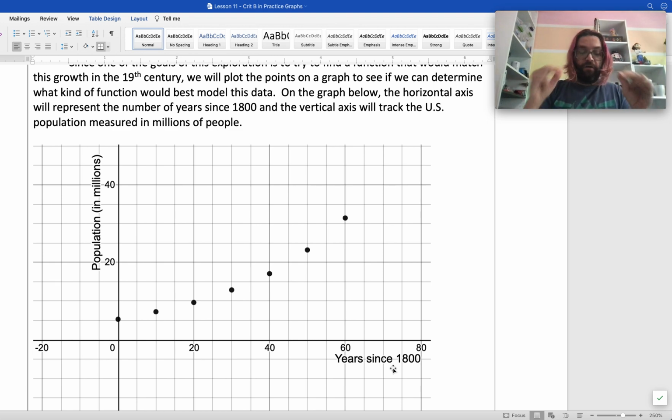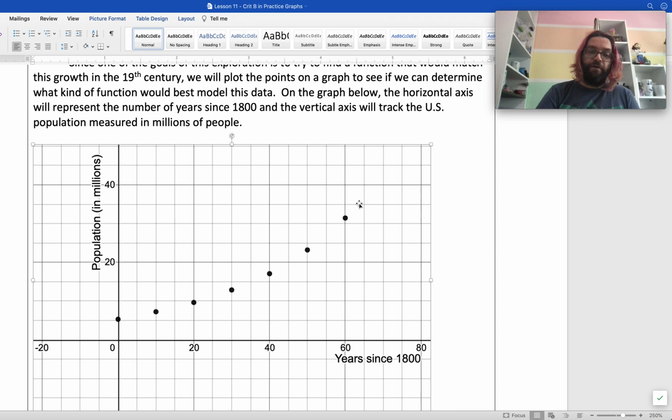Okay, gotcha. So it's now clear and explicit, and it's written in years since 1980. And the vertical axis will track the US population measured in millions of people. I gave a full description of the US population measured in millions of people, and then on the graph, I just needed to write population in millions. For this graph, I used Desmos, which is actually a graphing calculator. It's designed to do this.